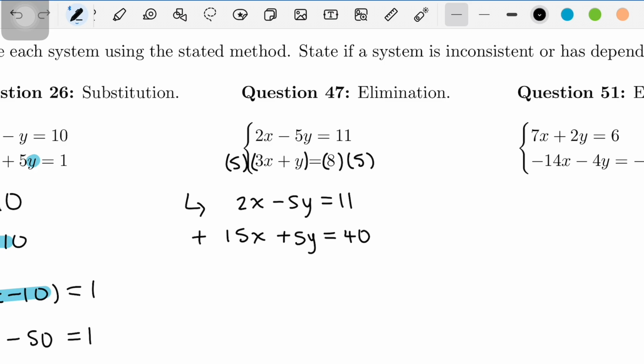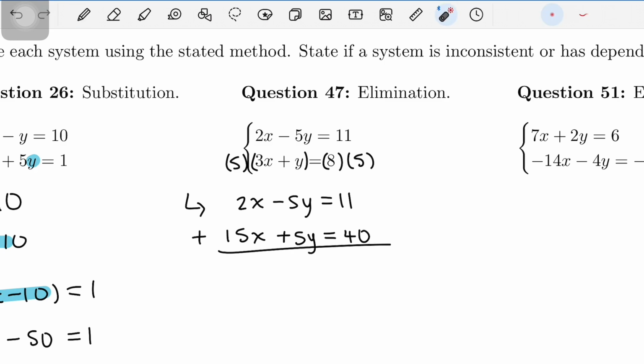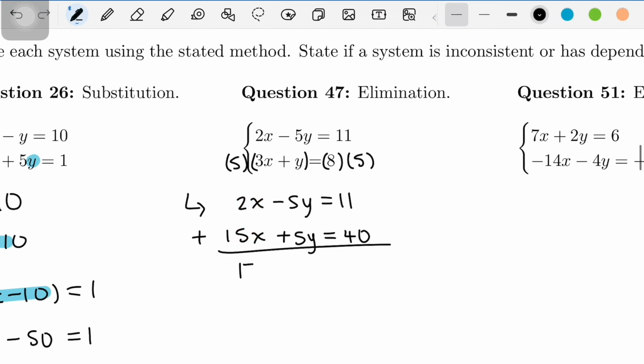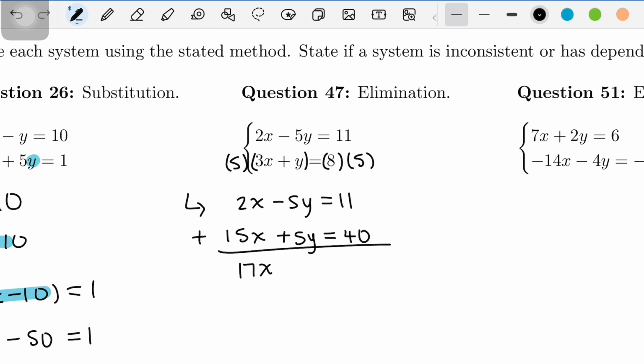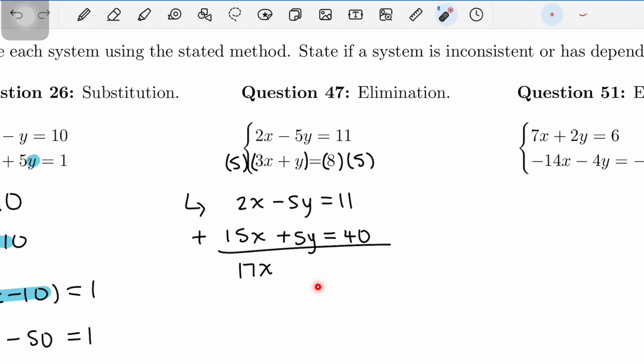And when we add these guys together, let's look at this. We have 2x plus 15x. This will give us 17x. And then here we have minus 5y plus 5y. So these guys are going to cancel. And that's what I meant when we need to have opposite signs for the term with the variable we're trying to eliminate. So our y's go away.